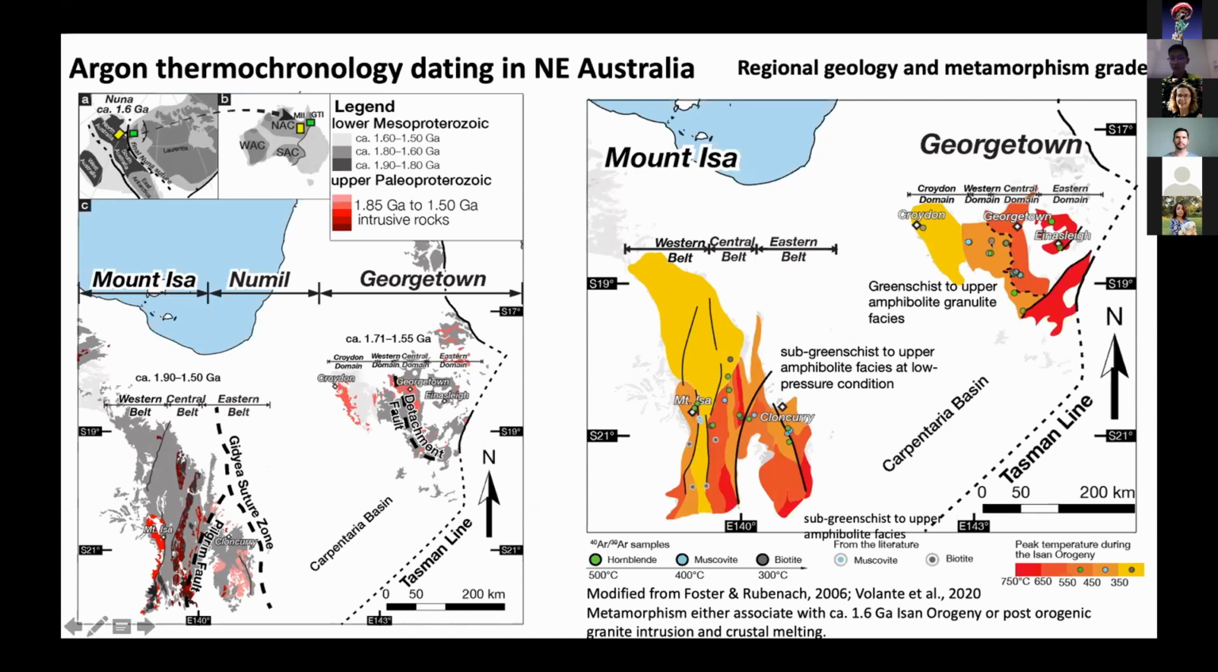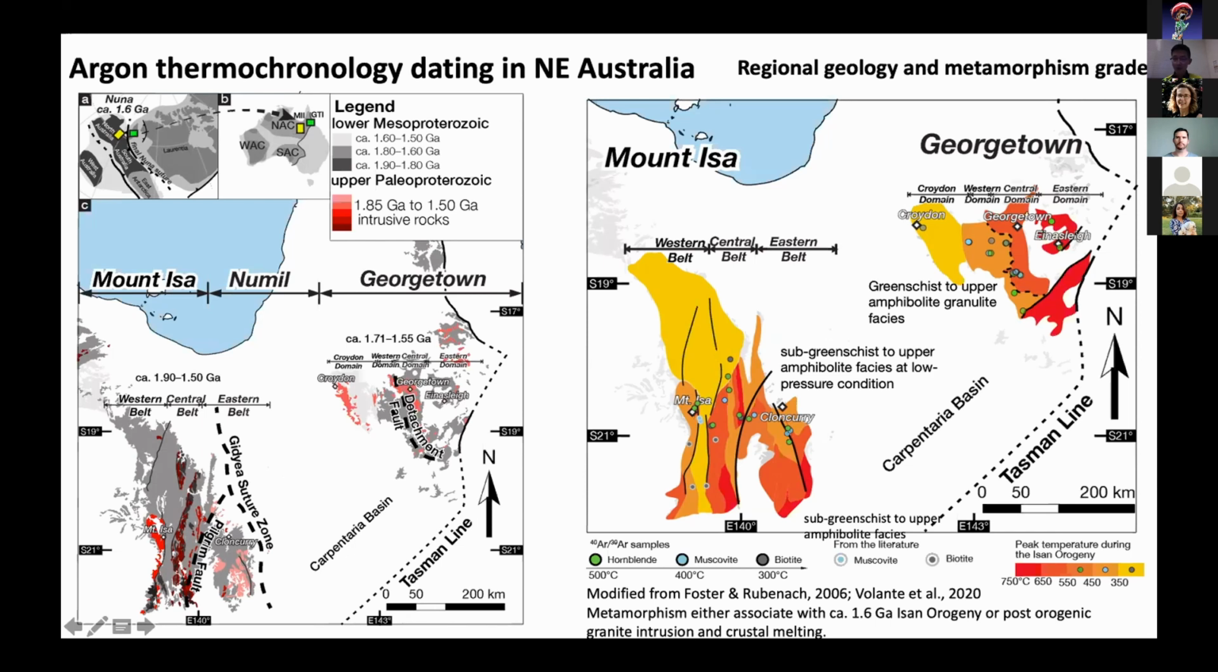And then the same idea was also applied to the Georgetown. This is the metamorphism grade map that I modified from the metamorphic facies to temperature, based on the published work from Foster, Rubenach, and Valenta's work. Basically, Mount Isa is more complex because it varies from greenschist metamorphism to amphibolite phases to lower amphibolite phases. But the Georgetown is simpler. You have more greenschist phases on the western side, and more amphibolite and granulite phases in the eastern side.